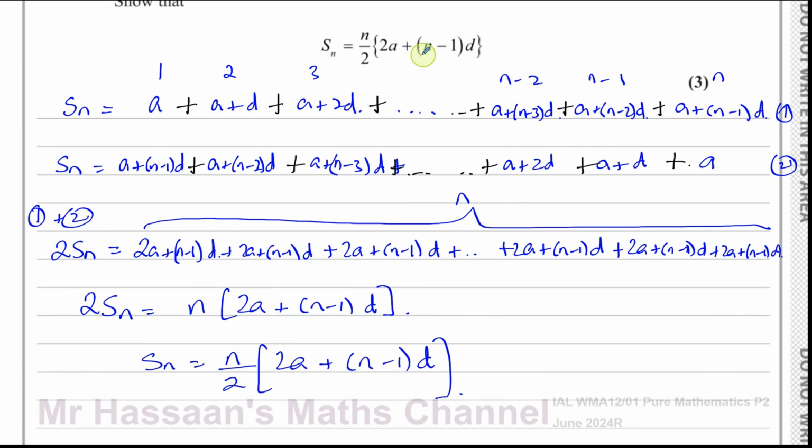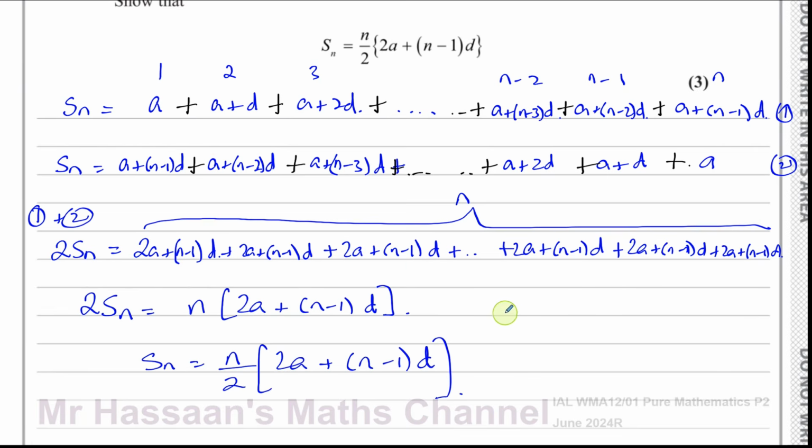And that's exactly what we had to prove. n over 2 times 2a plus n minus 1 times d. So that is the proof for the sum of the first n terms of an arithmetic series with a first term of a and a common difference of d. Okay, so that basically goes through that.